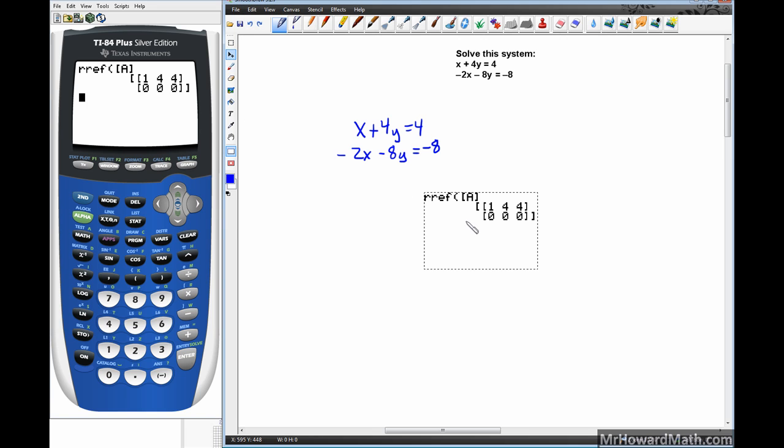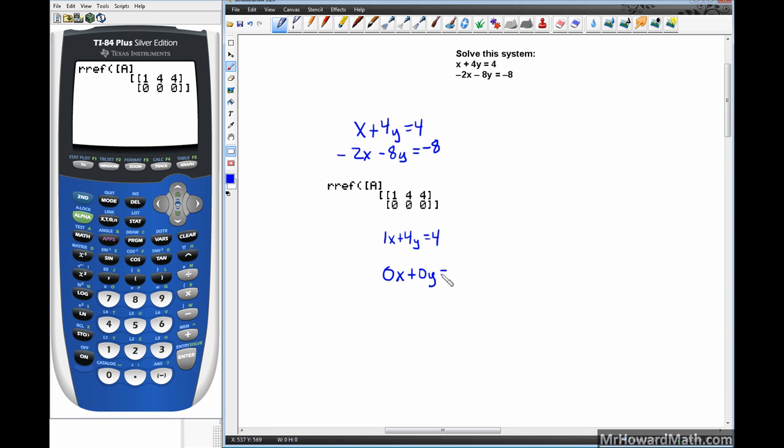So here's what our calculator is telling us. It's telling us that 1x plus 4y equals 4. Already that's looking a little weird. But here's the key: this row right there. It's telling us that 0x plus 0y equals 0. Zero times anything is 0, plus 0 times anything, 0. 0 plus 0 is 0. Absolutely, that is always true.